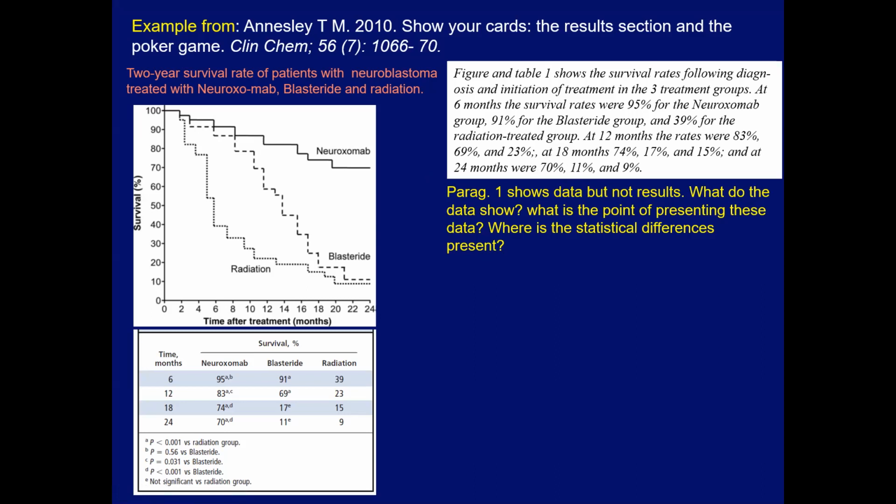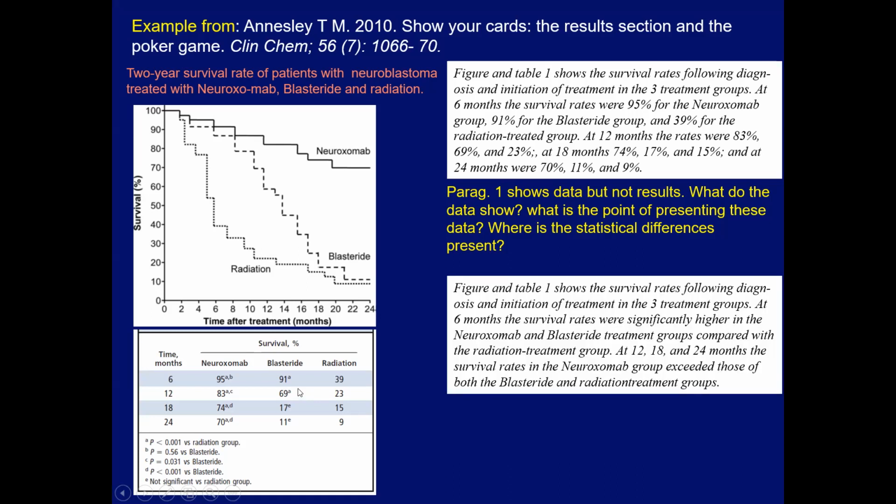If we focus very precisely on those graphs, what we can find is that paragraph 1 shows the data, but not the results. Very clearly, it talks about the data. This is the fact that those 3 groups come with. We didn't do anything yet. We didn't do any kind of analysis of those data about the survival rate or the time after treatment. What is the point? What do the data show? What is the point of presenting these data? Where is the statistical difference? So this one, generally speaking, is about the data.